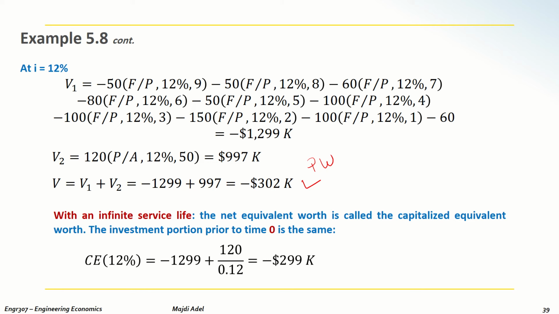Using the capitalized equivalent method, the answer is minus $299,000. So at 12%, the first thing that we know is that at interest rate 12%, the project is not profitable. على interest rate 12% المشروع غير مربح. Second thing is that there is not much difference between the present worth and the capitalized equivalent. تقريبا الفرق حوالي $3,000, which is not that much.